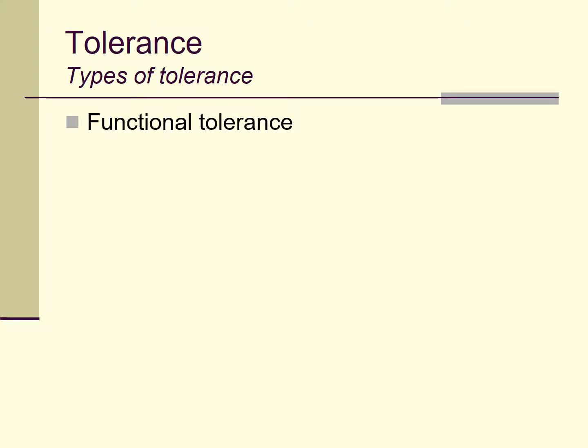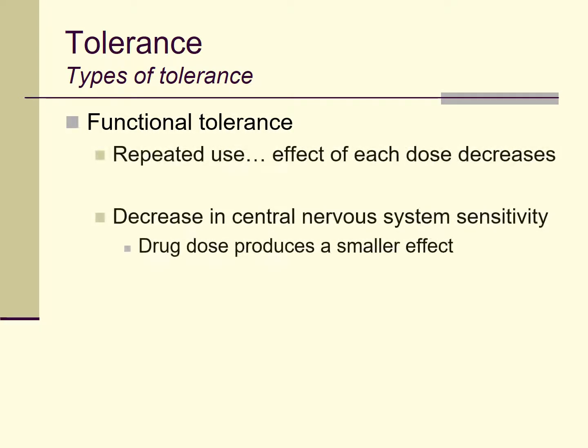Another form of tolerance is called functional tolerance. And so again, the basic idea of functional tolerance is that with repeated use of a drug, the effect of a given dose decreases over time. That's basic. Functional tolerance refers to the idea of when this tolerance occurs because the nervous system itself, especially the central nervous system, is becoming less sensitive to the drug. So dispositional tolerance refers to how quickly the body can get rid of the drug before it can even really start to affect the nervous system.